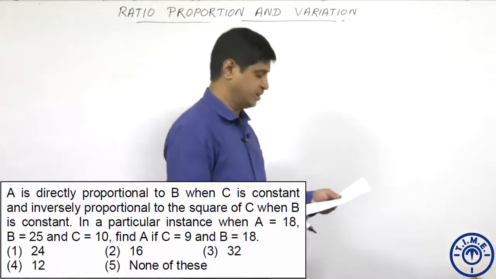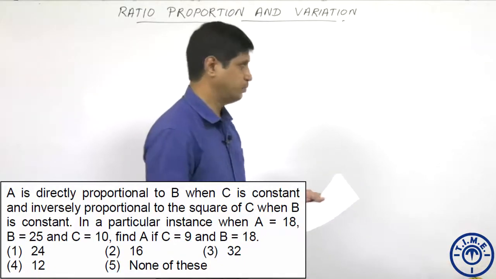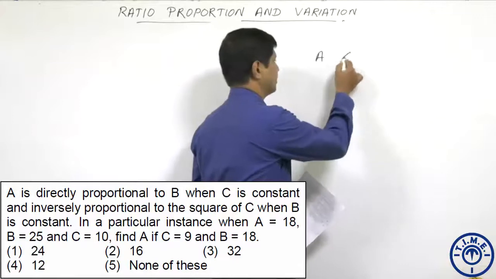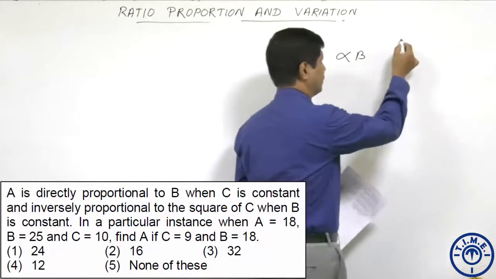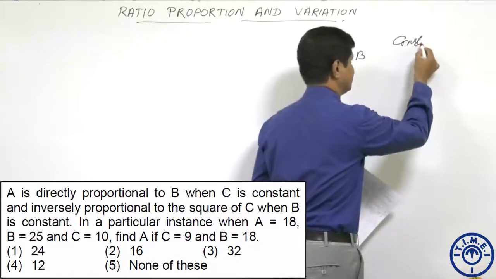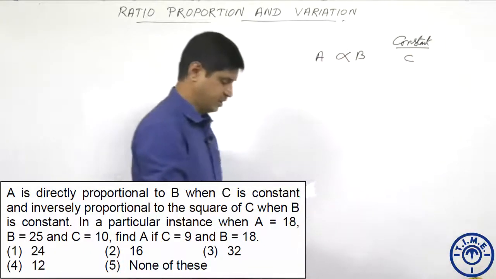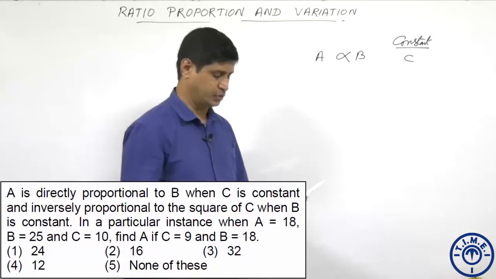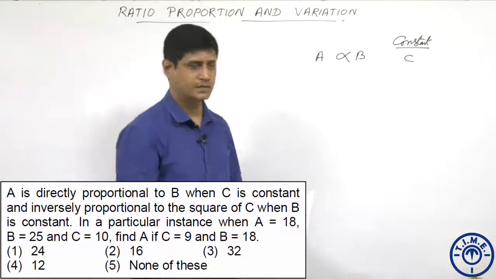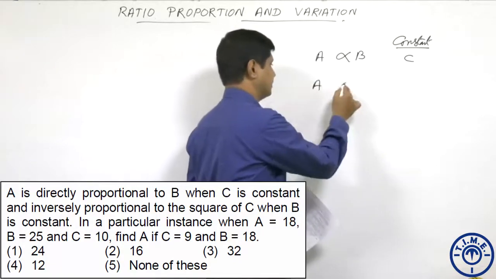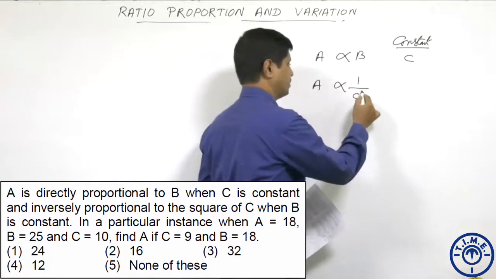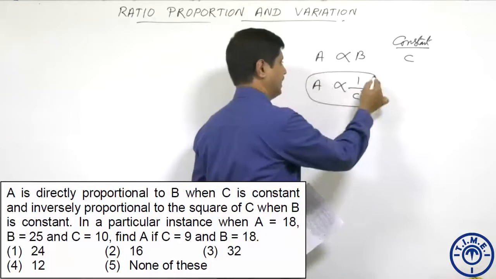Now what is the first variation here? A directly proportional to b. Now what is the constant here? The constant is c. What is the second variation? A inversely proportional to square of c, which means A proportional to 1 by c square.